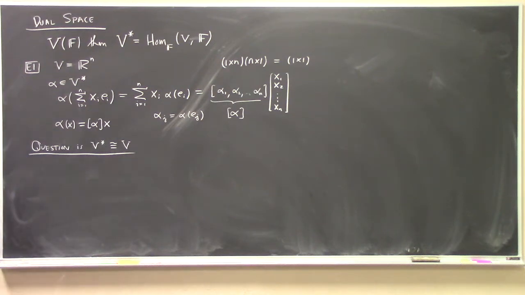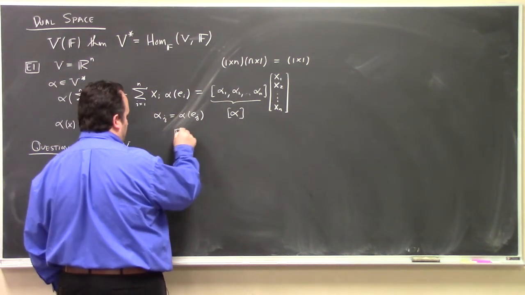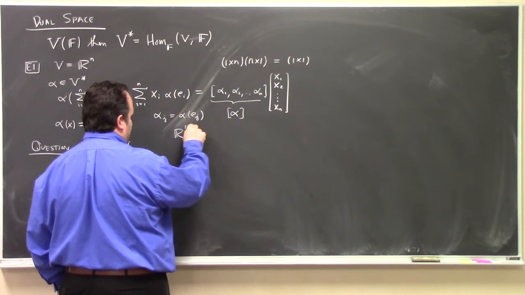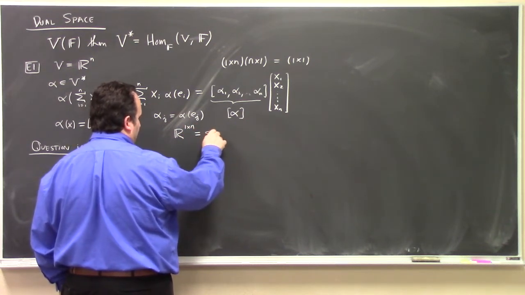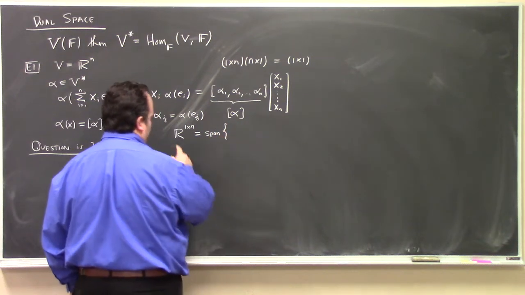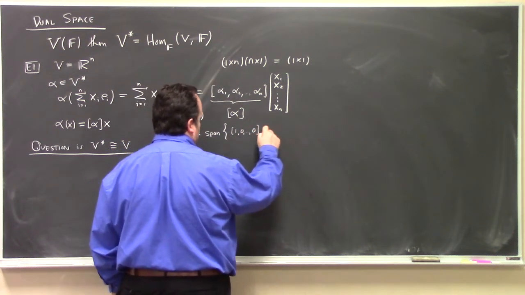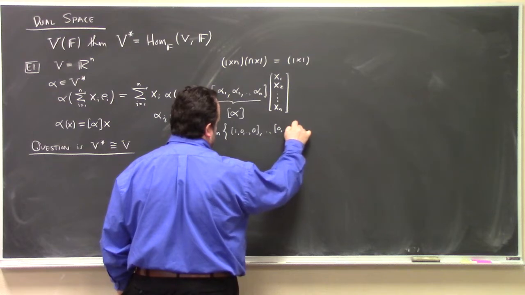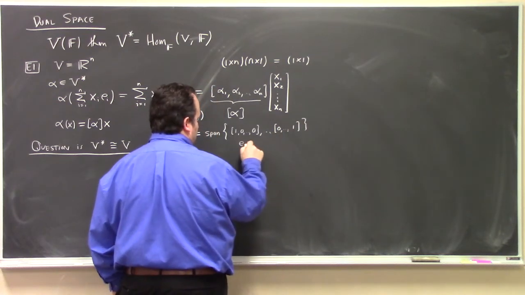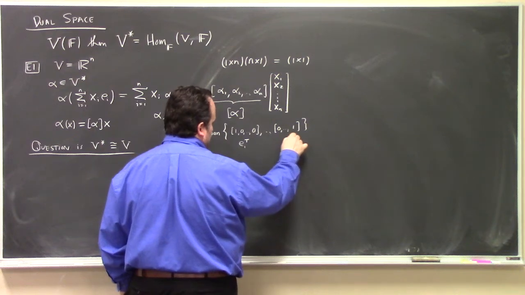I have to go back and look at that one thing. So I guess my question is, what's a basis for R 1 by n? Right, we can just use these, just E1 through En. Well, in my notation, they're not E1. This is E1 transpose, this is En transpose.